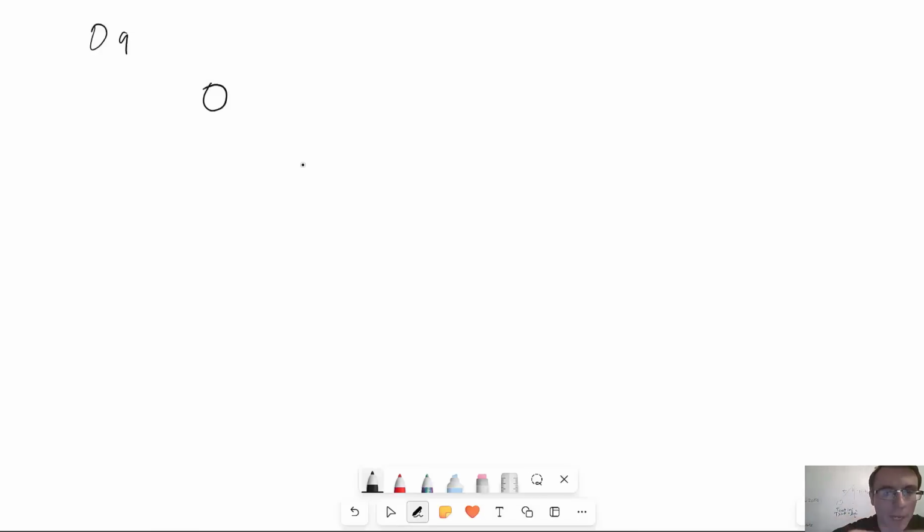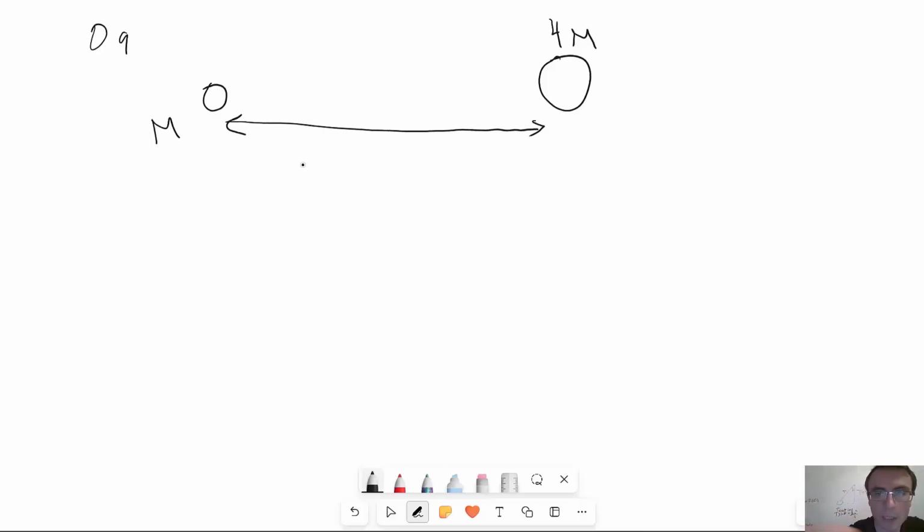We have a mass M that is pretty close to another mass, which is 4M. So the distance between them is actually d.